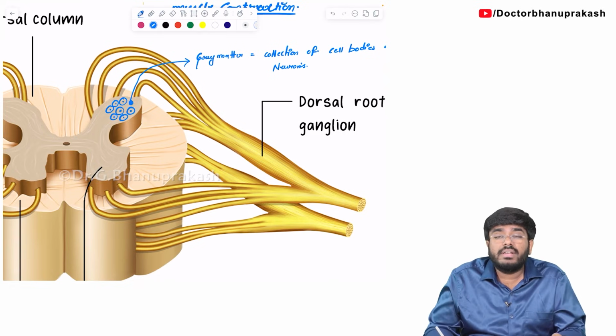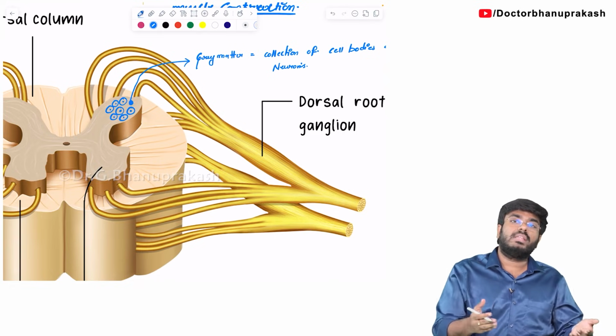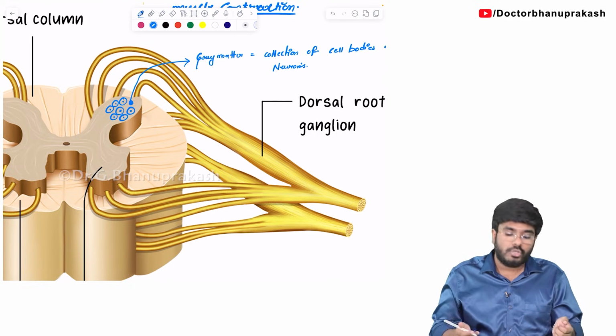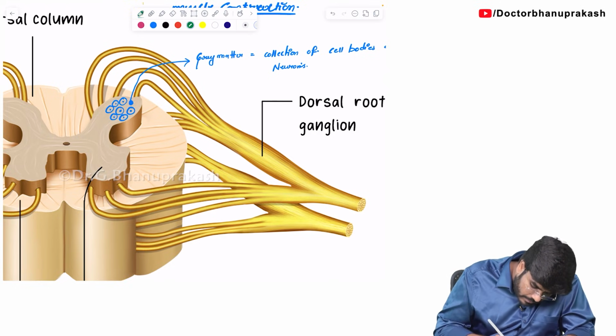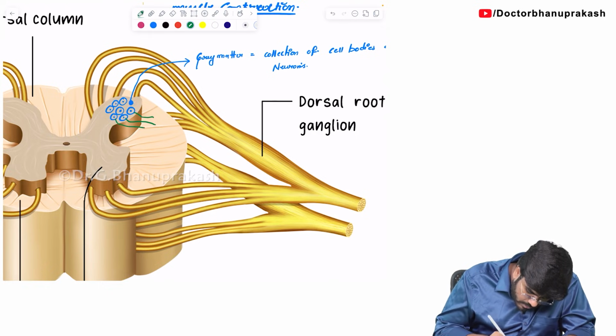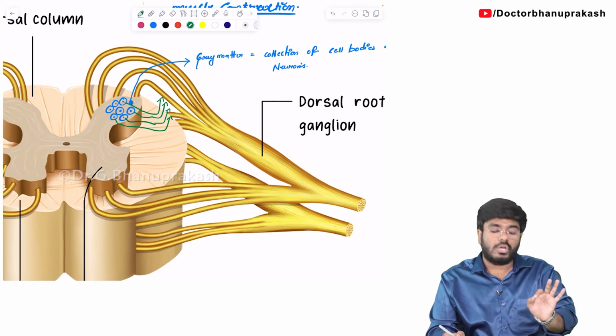Now, students will start to wonder, sir, if a neuron has a cell body, then where is the axon? What about the axon? So, the axons are coming here. Look, this is a neuron and here is the axon. So, where are the axons coming? The axons are coming into the white matter. So, what is the white matter? White matter is nothing but the axons of the neurons.